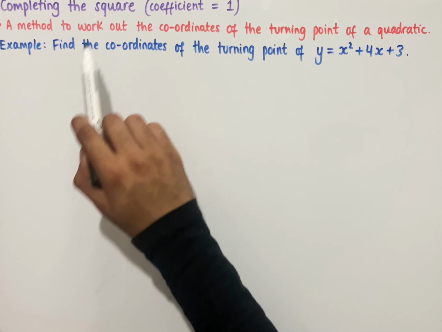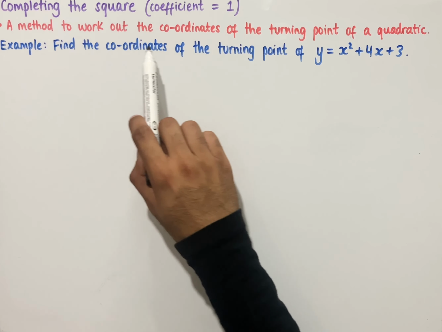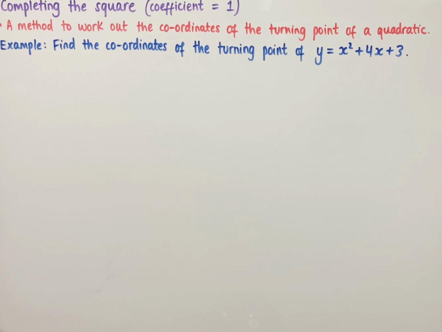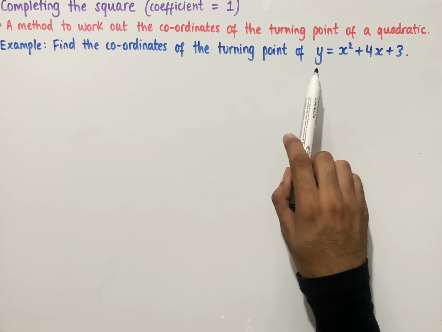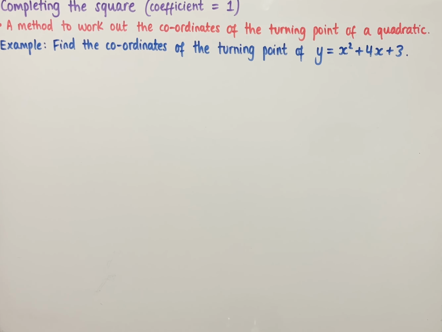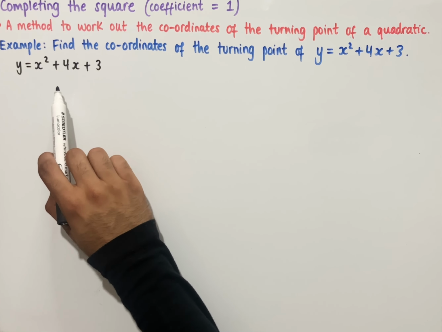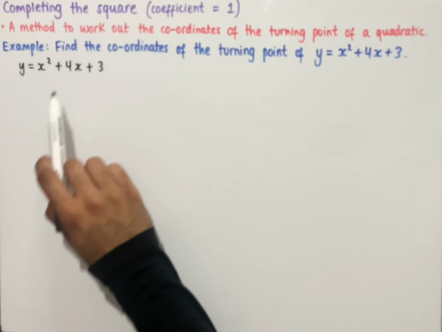Let's look at completing the square, which is a method to work out the coordinates of the turning point of a quadratic. So the example says, find the coordinates of the turning point of y equals x squared plus 4x plus 3.